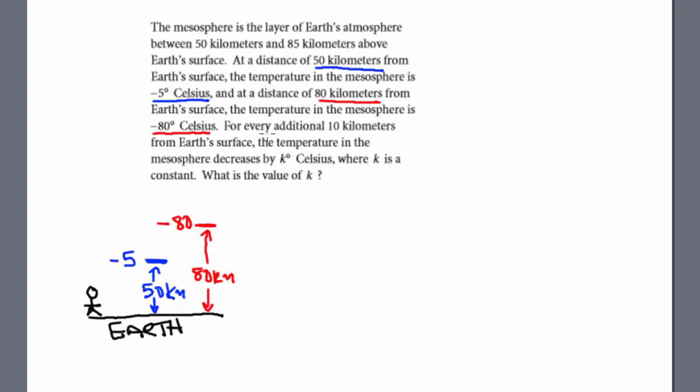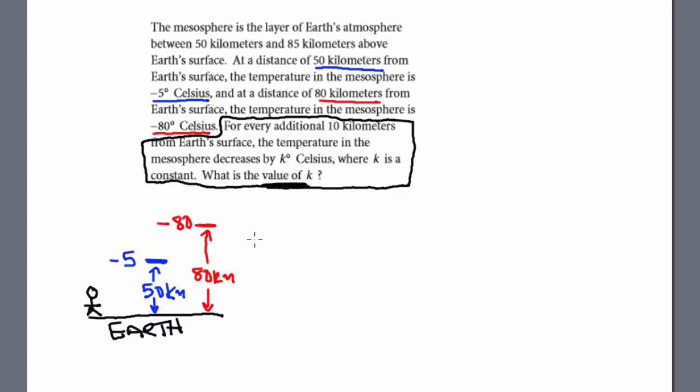For every additional 10 kilometers from Earth's surface, the temperature in the mesosphere decreases by k degrees Celsius, where k is a constant. What is the value of k? Okay, so here's our question.